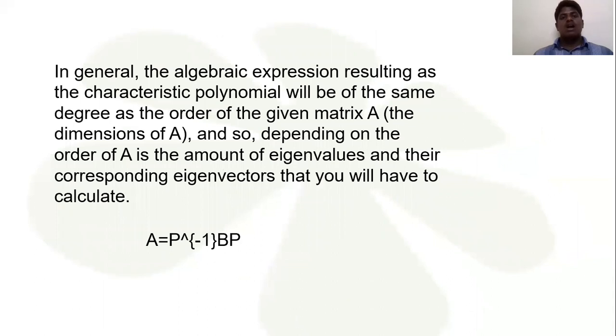In general, the algebraic expression resulting as the characteristic polynomial will be of the same degree as the order of the given matrix A. The dimensions of A, and so the order of A, determine the number of eigenvalues and their corresponding eigenvectors that you will have to calculate.